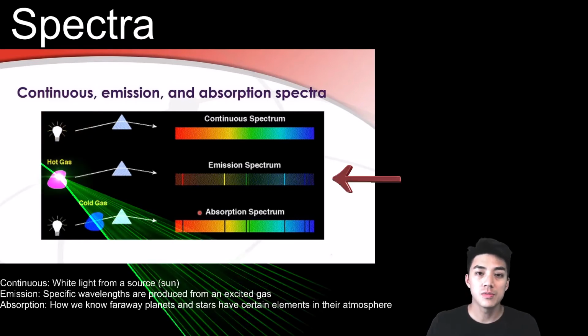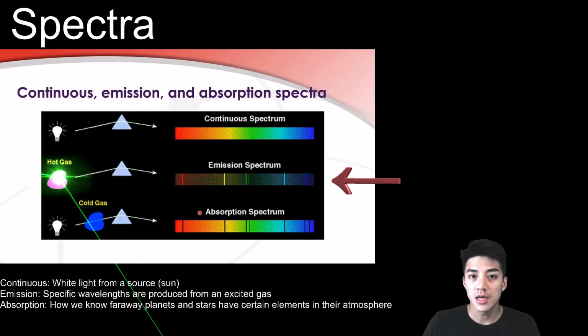An emission spectrum is produced when you have a hot gas and its light is passing through a prism. It leaves certain little marks and fingerprints, we call it. It identifies what kind of element or atom is giving off this light when it's excited.